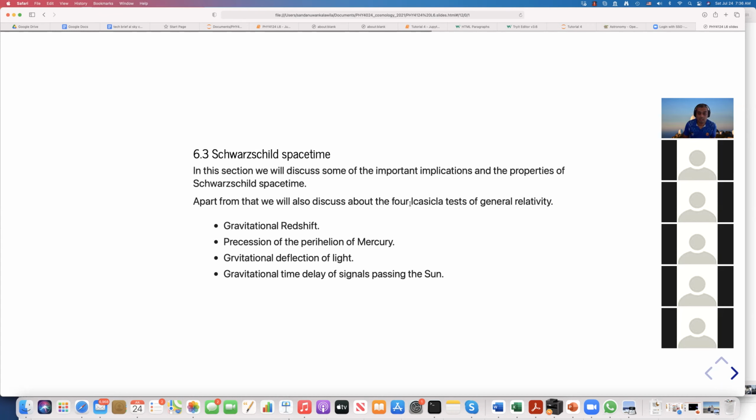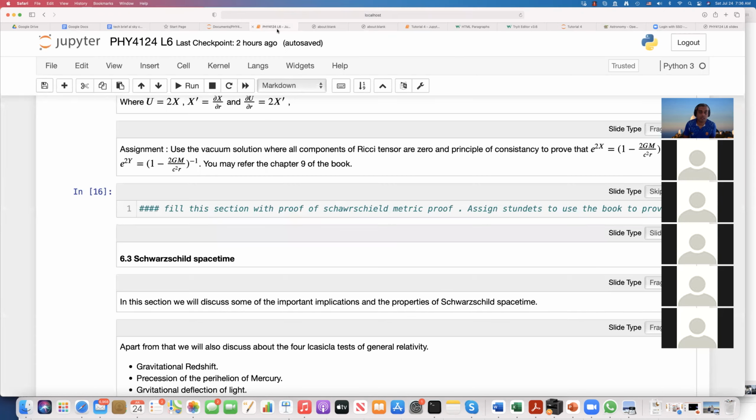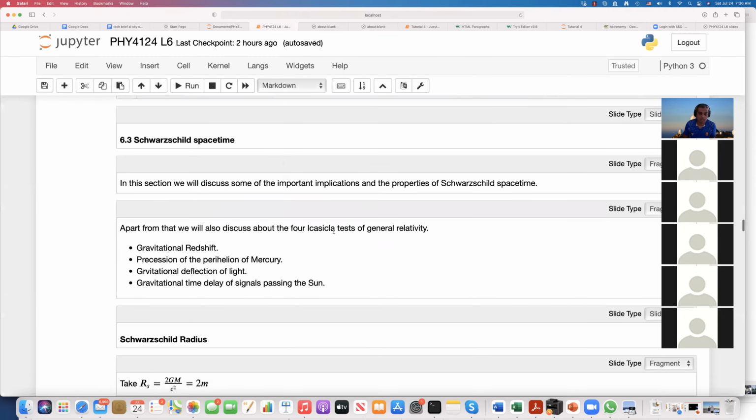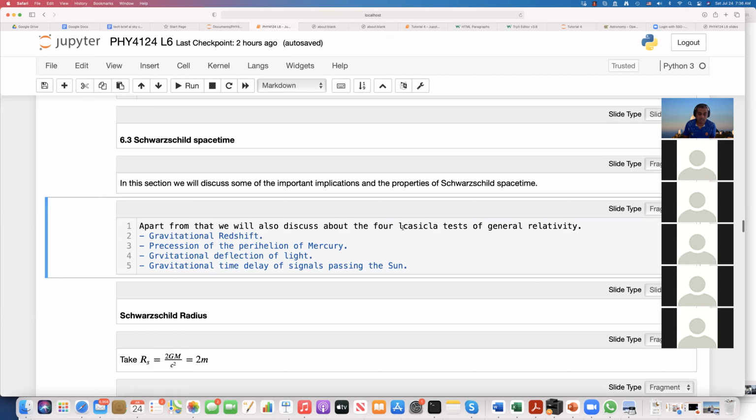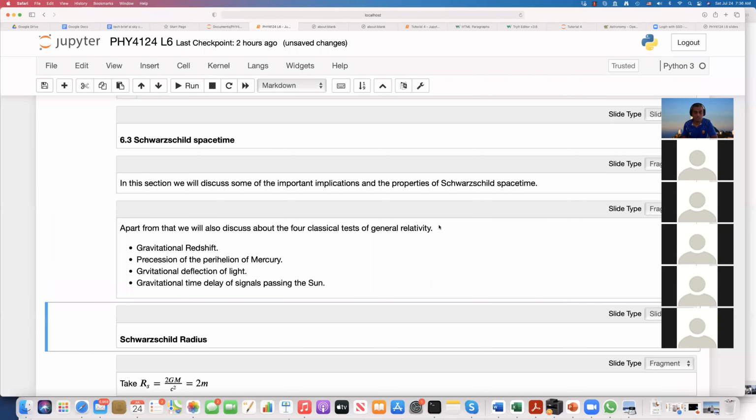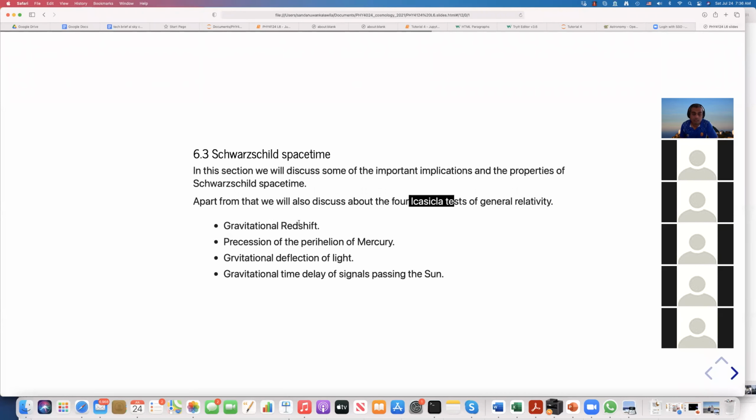There is a mistake in the words here. Four classical tests in the general theory of relativity, and that will be about the gravitational redshift, and we are going to talk about the precession of the perihelion of Mercury.